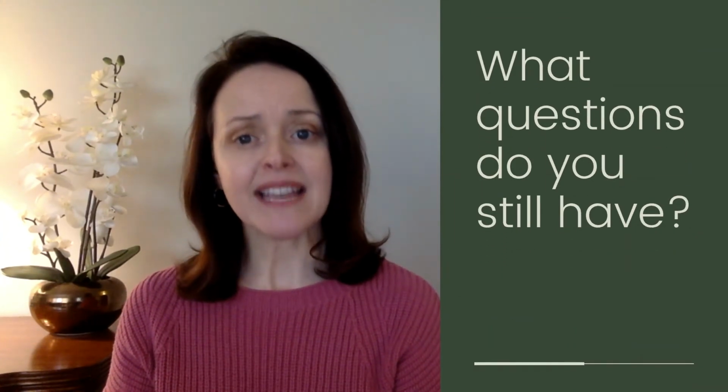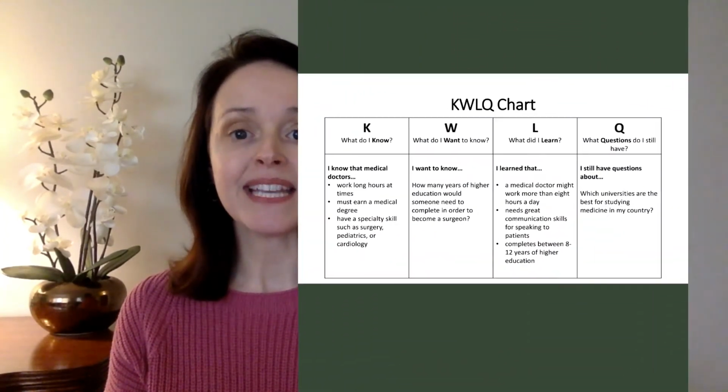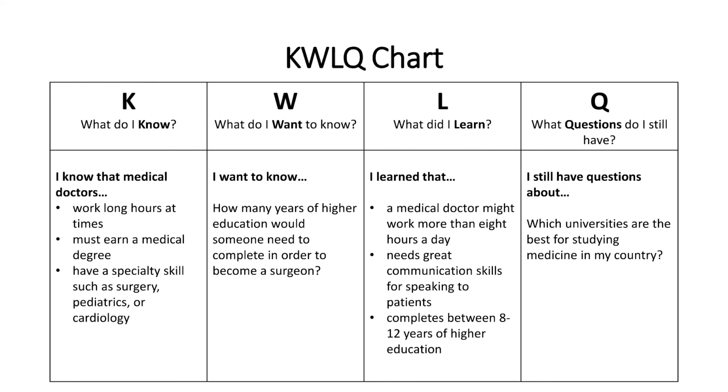It is likely that students may still have more questions, so the final column is for any new or remaining questions they may have after they receive the content of the lesson. For example, students will write, which universities are the best for studying medicine in my country? Here is an image of the entire KWLQ chart with these examples.